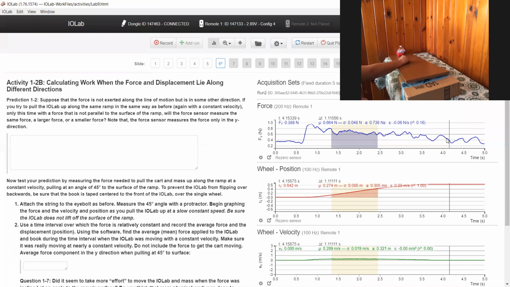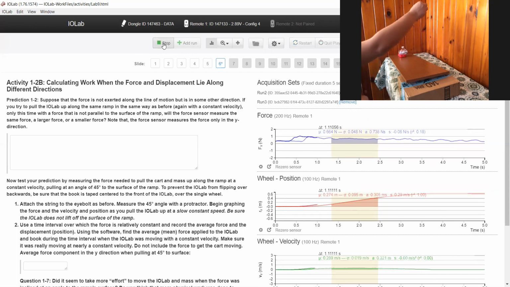I have turned on my IOLab, so let me zero the sensor without any force applied. Now, as it has been said, we have to make 45 degrees to the surface of the ramp. So we'll make the string the same length, at 45 degrees, and while moving, it has to be 45 degrees throughout. You can use your protractor also.